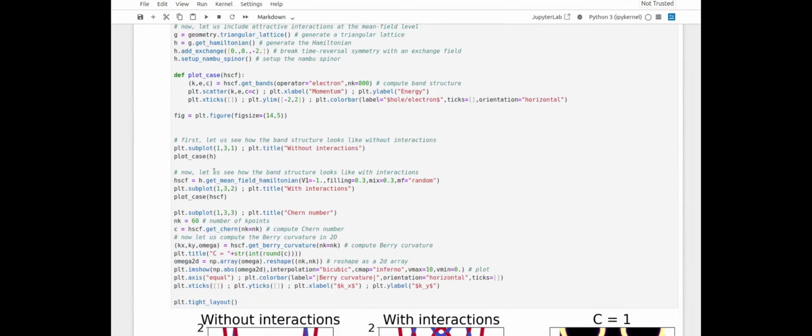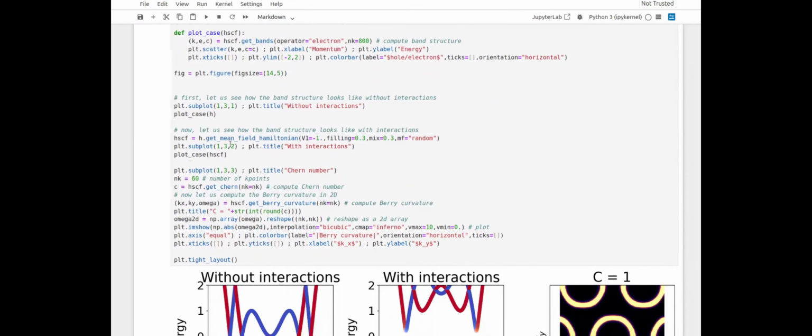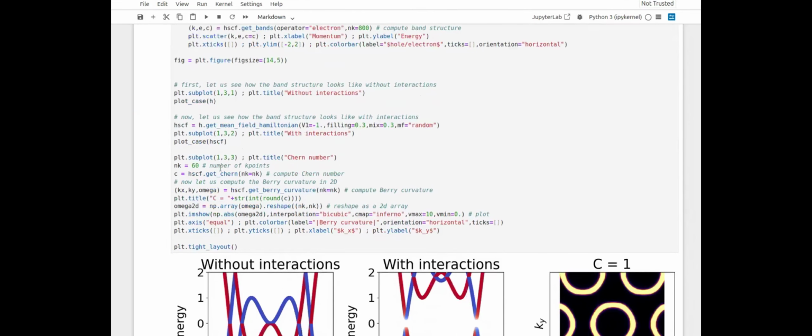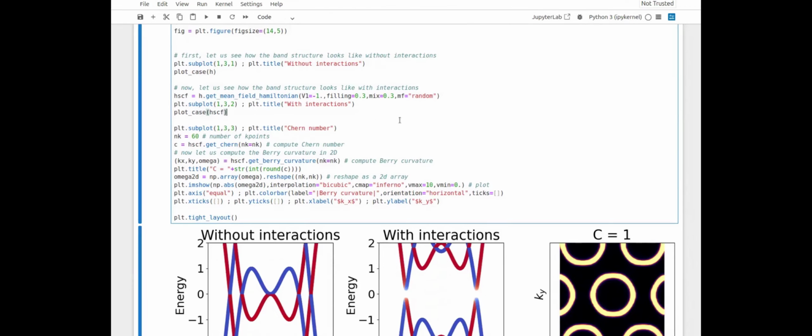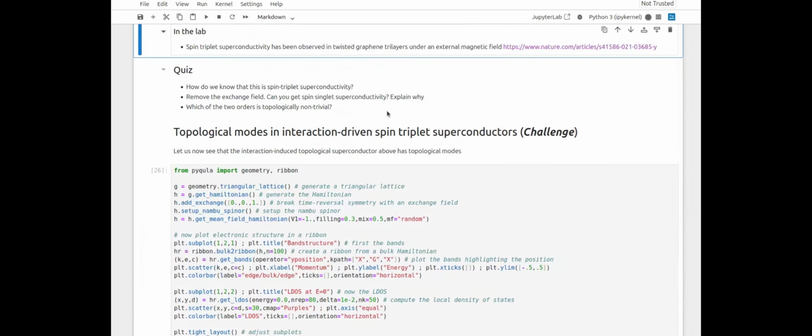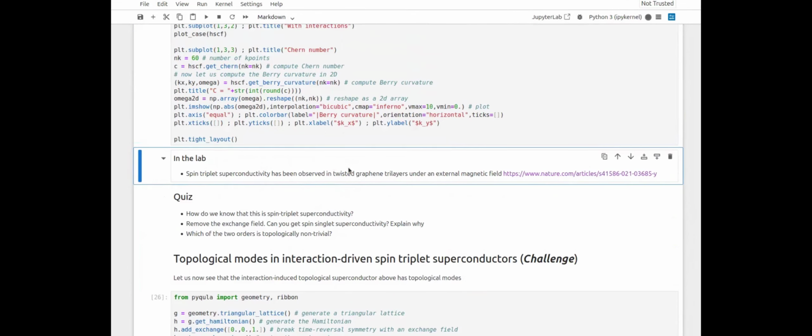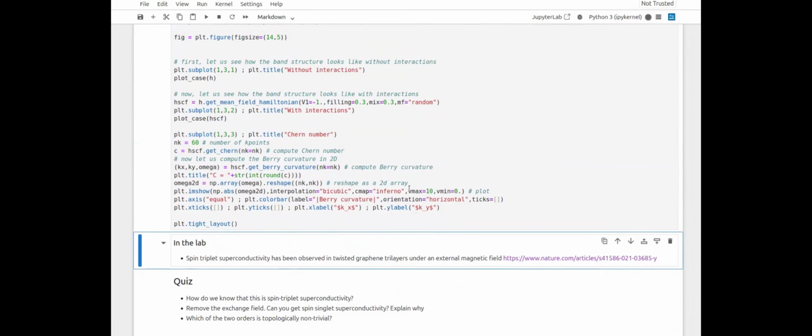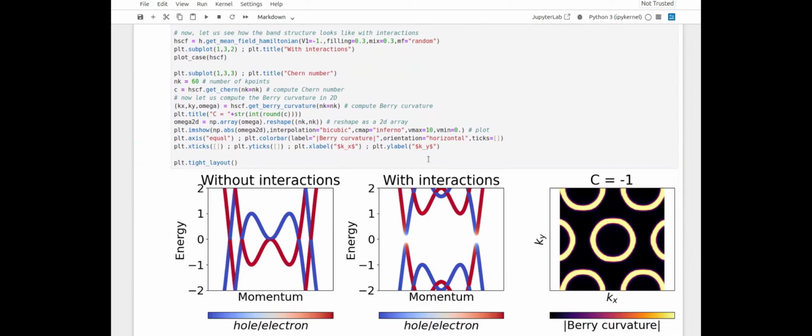And once we have our mean field Hamiltonian, we are going to compute the band structure without interactions and with interactions, and also we are going to compute the Chern number just to make sure that we have a topological superconductor. And so this is what we do. And the bottom line is that when we have at the same time interactions that promote a superconducting state and a term in the Hamiltonian that quenches a singlet state, then spin triplet superconductivity may appear. And so the idea is that you start with a band structure that looks like this.